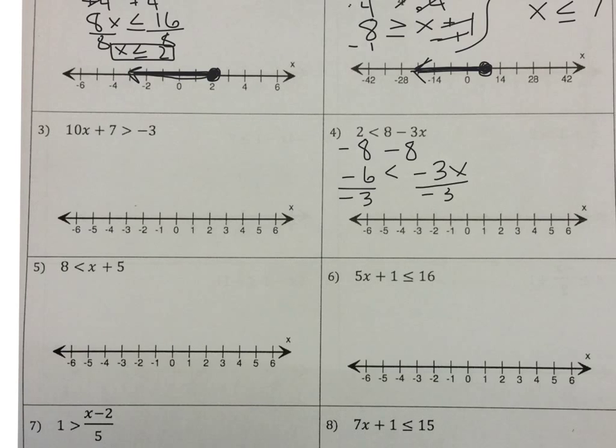I know that negative 6 divided by negative 3, continuing up here, is a positive 2, which is greater than. I have to flip my sign because I divided both sides by a negative. Uh-oh, x is still on the right. So if 2 is greater than x, x is less than 2.